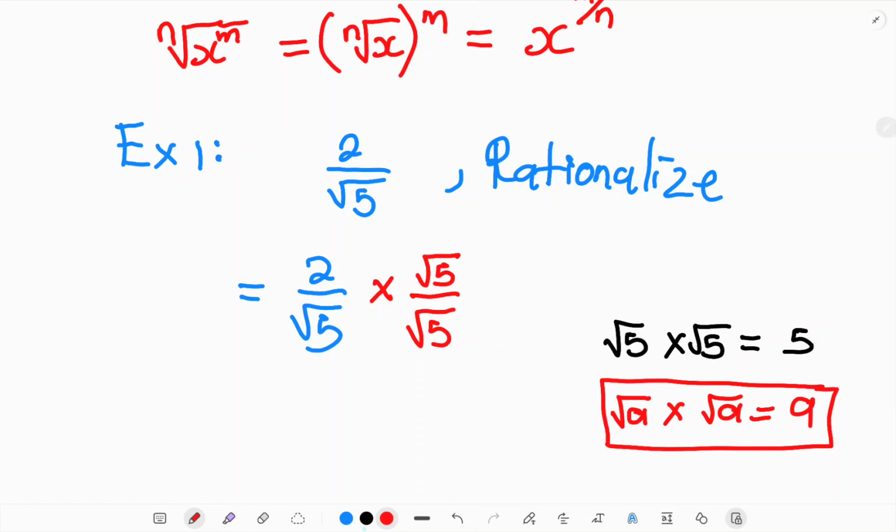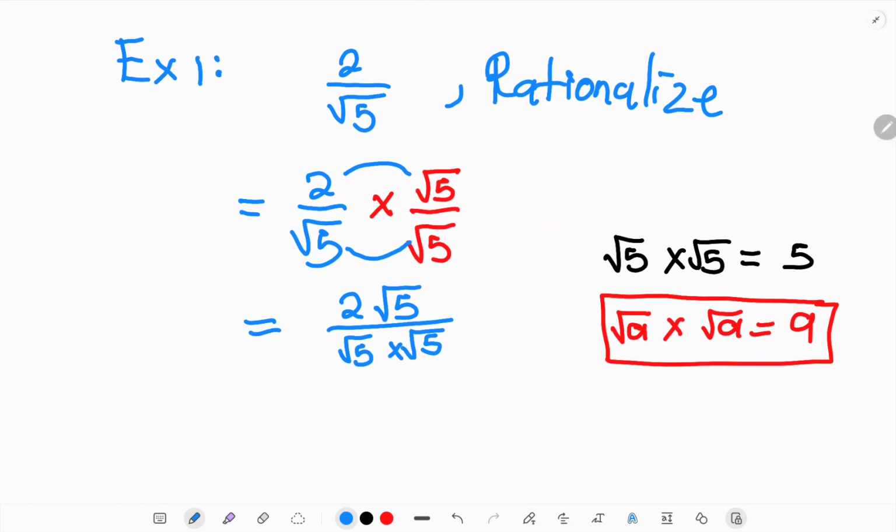How you would structure solving this problem, it's going to become 2 root of 5 over root of 5 times root of 5. I'm just rewriting it to show the direct multiplication: this 2 times this, and then root of 5 times 5 on the denominator. You don't worry much about the top part. You focus mainly on the denominator because that's what we're doing. In this case, the denominator is just 5.